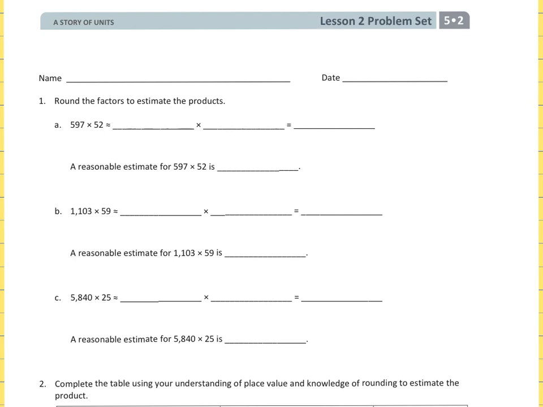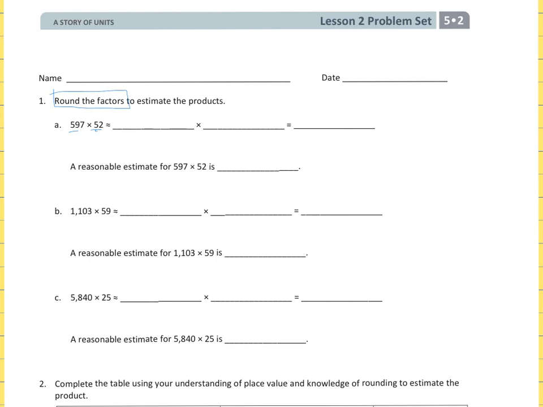So number one, they want us to round the factors, and the factors are the numbers we multiply together. We call those factors. To estimate the products, that's going to be what our answer should be close to or around, a reasonable answer. So look at number one. We have 597 times 52. Let's make this super easy. Do not get so detailed where it's going to be difficult.